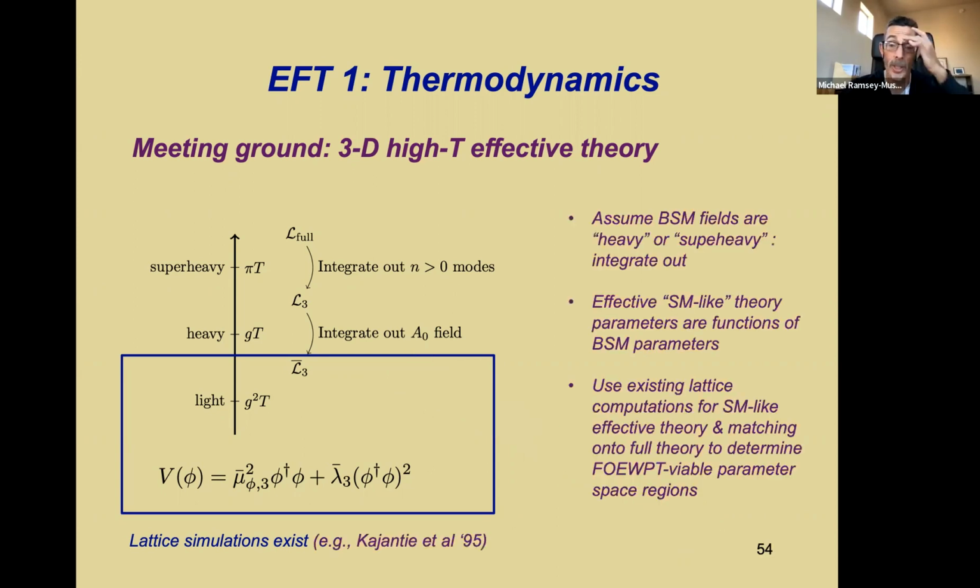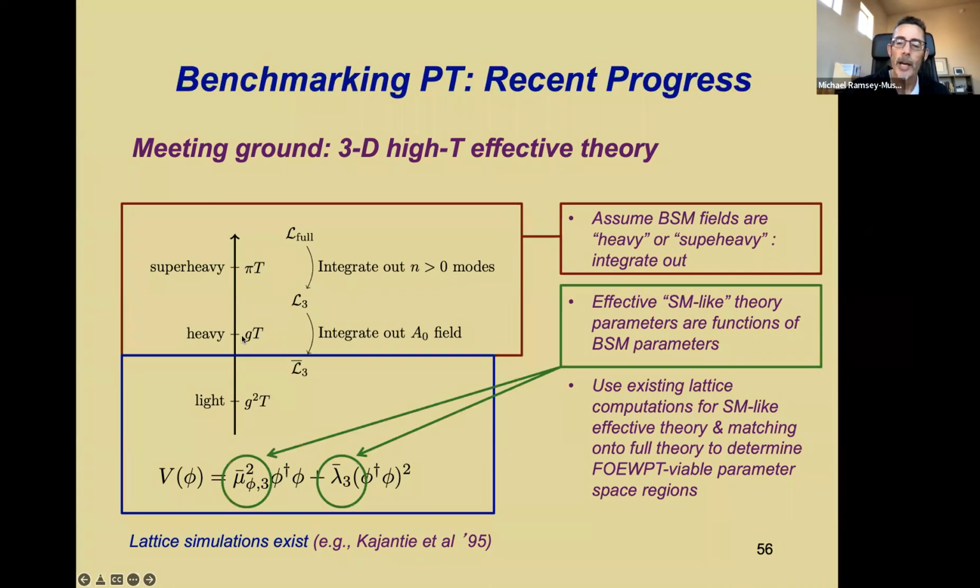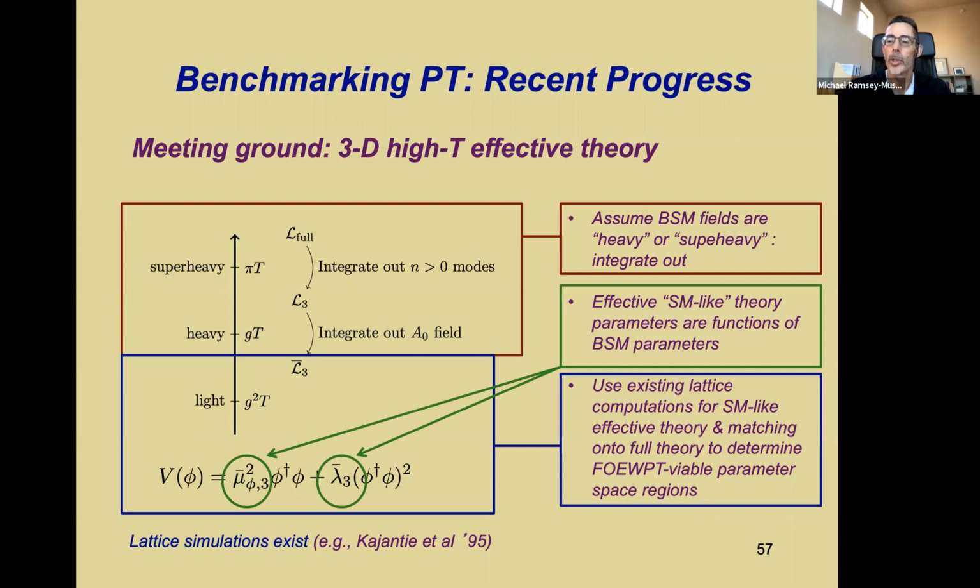And so let me just summarize the logic. We're going to assume in this incarnation that the BSM fields are sufficiently heavy or super heavy that we integrate them out in either of these first two steps. We'll be left with an effective standard model-like theory where the parameters are functions of the BSM parameters. And we're going to use these existing lattice calculations to infer back to what those parameters have to be in the region where the lattice tells us this theory would have a first order phase transition.